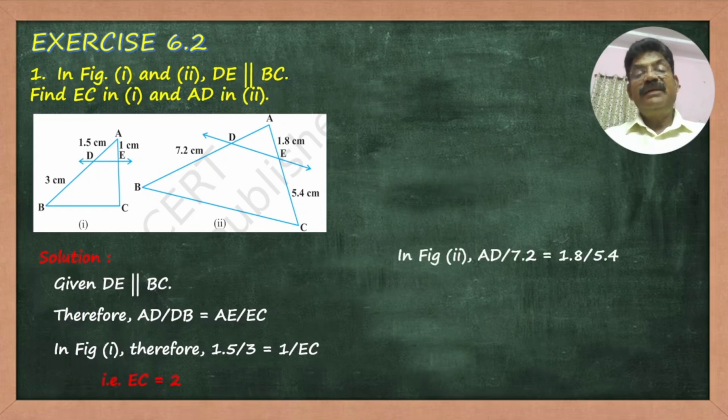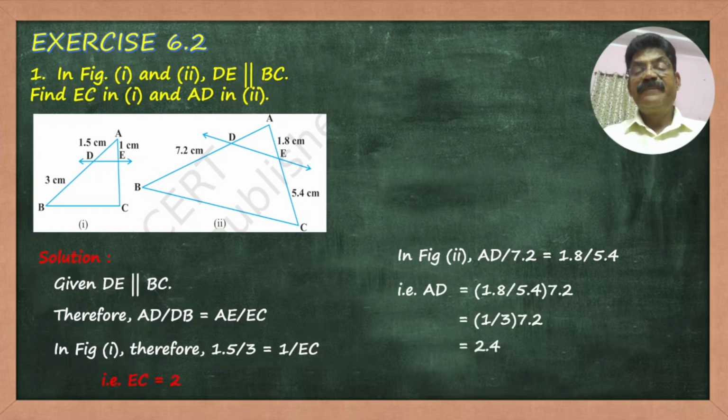Look at the second diagram. Here also you can apply theorem 6.1. So AD by DB is equal to AE by EC. AD by DB means AD divided by 7.2, which is equal to 1.8 divided by 5.4. When you simplify, you get AD as 1 by 3 into 7.2, which is equal to 2.4. Therefore, AD is equal to 2.4.